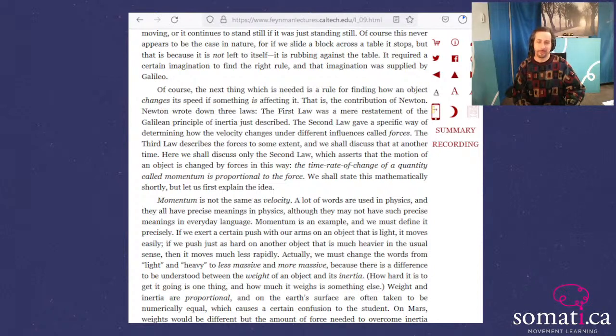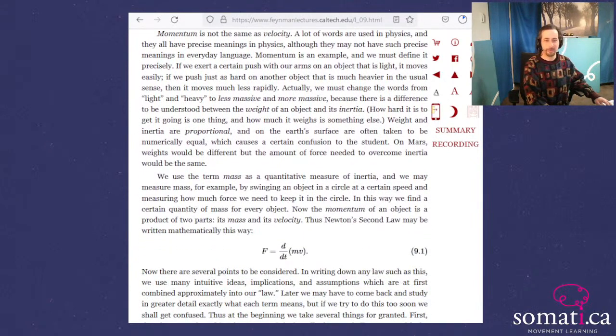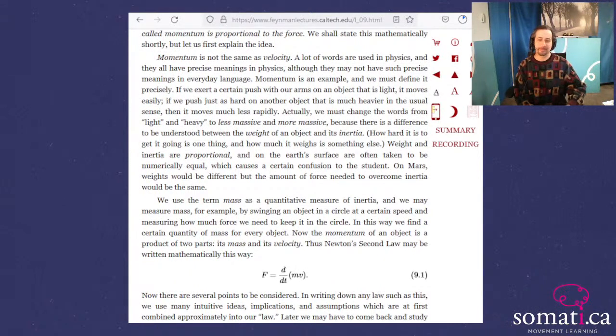Okay, so this whole chapter is on the second law, which asserts that the motion of an object is changed by forces in this way. The time rate of change of a quantity, called momentum, is proportional to the force. Let's explain the idea. Momentum is not the same as velocity.